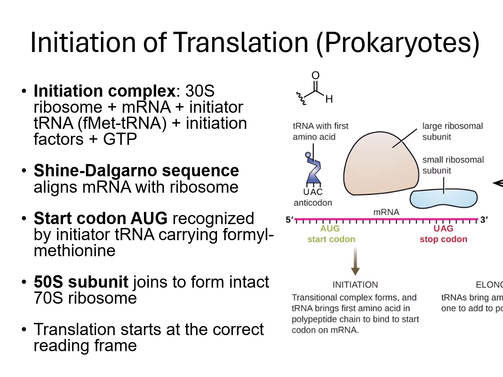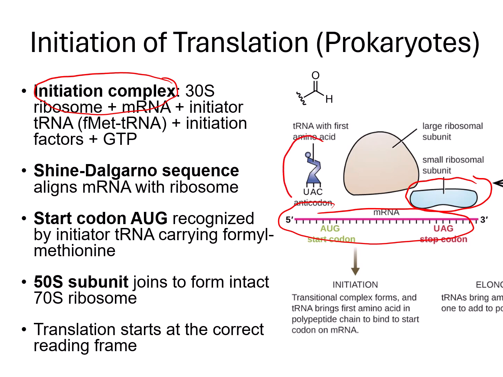So translation in prokaryotes, like bacteria, begins with something known as the initiation complex. And this includes the small ribosomal subunit, our messenger RNA molecule, the initiator tRNA that is going to be carrying the first amino acid, methionine. In prokaryotes, in bacteria, methionine is slightly modified, so it has a formyl group attached to the methionine. And a formyl group looks like this. It's just a functional group attached to the amino acid.